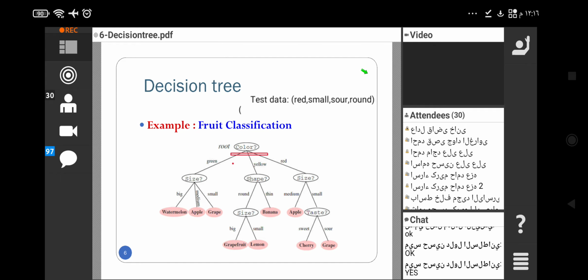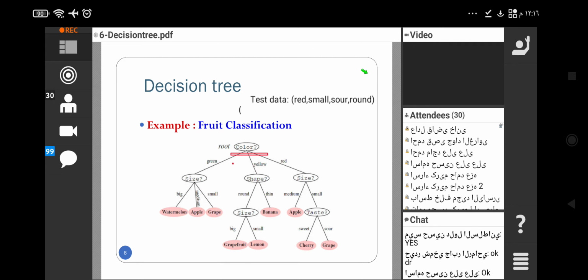Okay, now we give this data to the tree. What happens? The tree says, what is the color? And our answer is red based on the data. And then it says, what is the color? We say red. So it comes here.